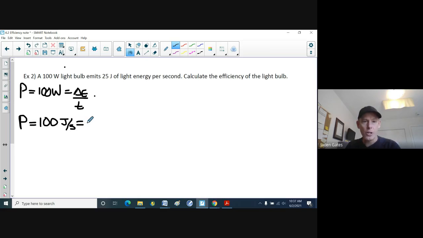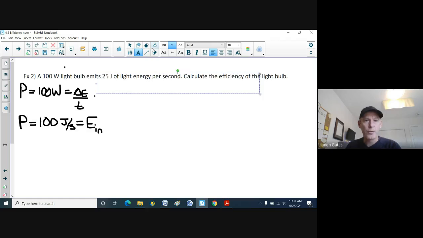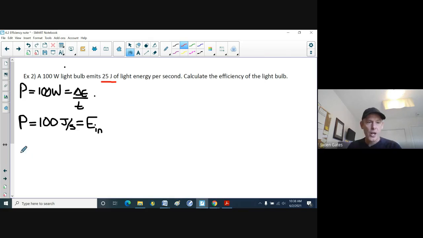So that is going to equal our energy in. Now it emits 25 joules of light. That's it. So that is our output, E out, because that's what a light bulb does, right? It produces light, 25 joules of light. And this is, again, per second, and that's why we can use this 100 here as our E in.